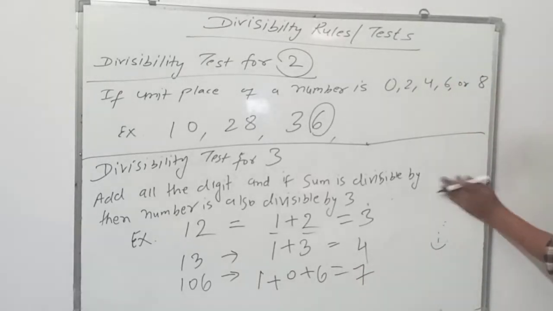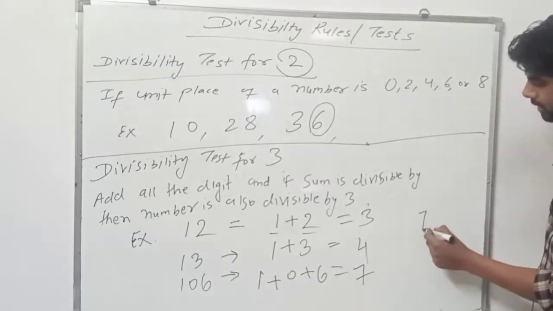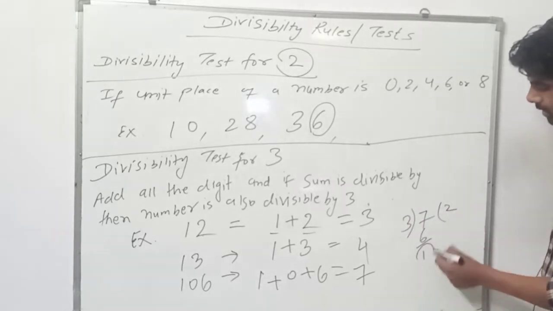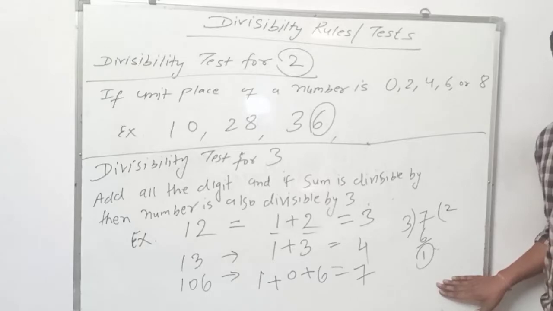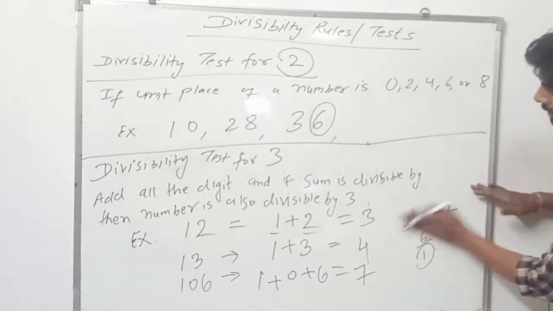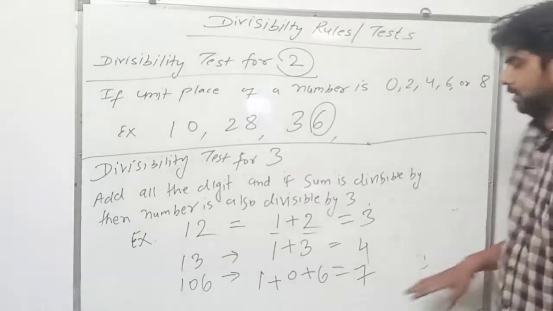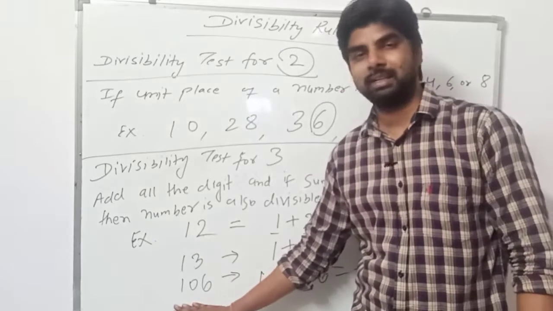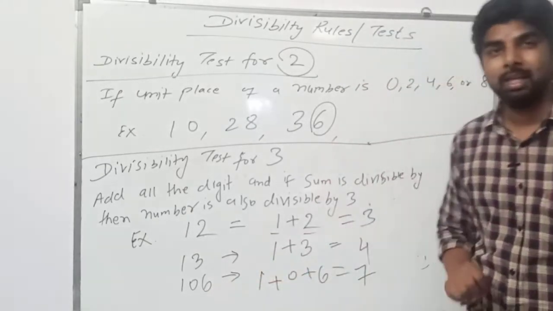Okay, now we will divide this 7 by 3. 7 divided by 3: 3 twos are 6, and 1 is left. Here we get 1 as our remainder. This means that 7 is not fully divisible by 3, and 106 is also not divisible by 3.